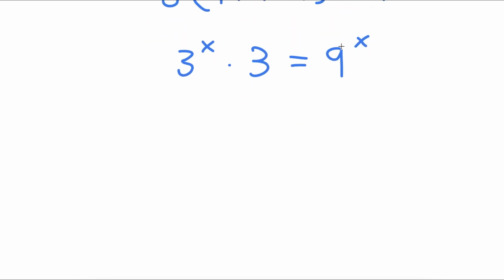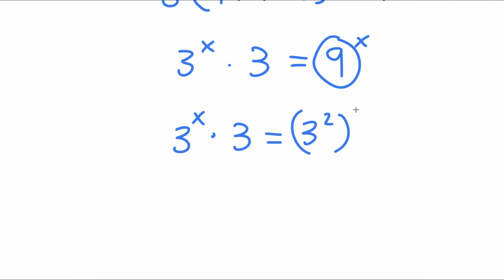Now, 9 here is the same thing as 3 squared. So now I have 3 to the power of x times 3 is equal to (3 squared) to the power of x.